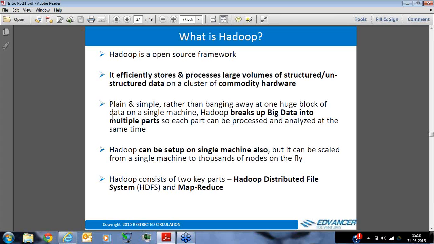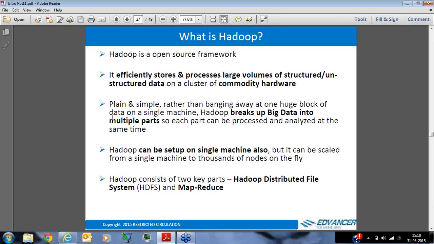So plain and simple, what it means is that rather than banging away at one huge block of data on a single data warehouse, Hadoop breaks up the data, big data, into multiple parts so that each part can be processed and analyzed at the same time. So you have, let's say, a tremendous amount of data. Rather than putting it into one big data warehouse and trying to process it in a sequential, slow manner, you can break it up into multiple parts, and each part can be processed and analyzed at the same time in parallel. Imagine the amount of time you can save.